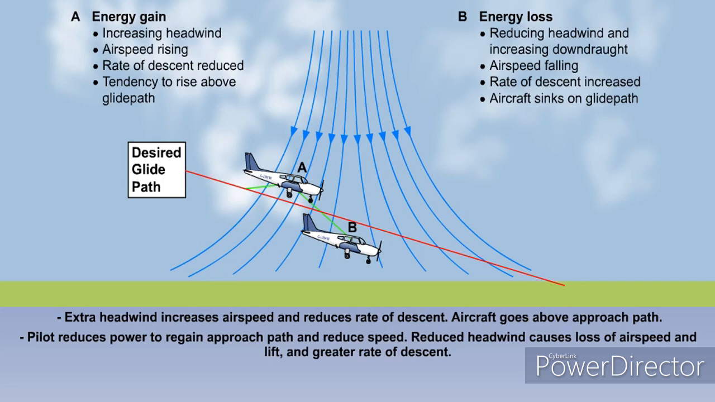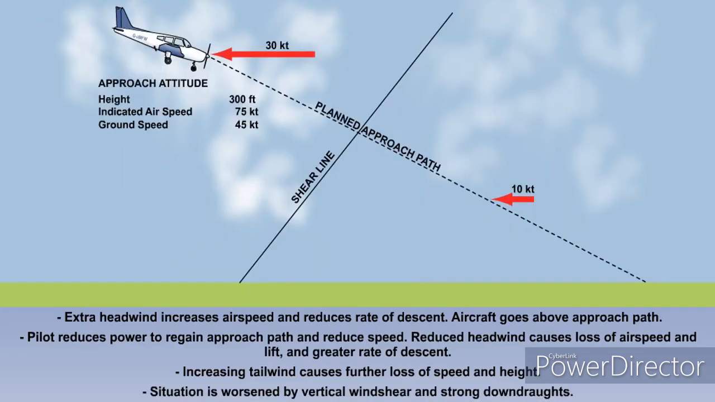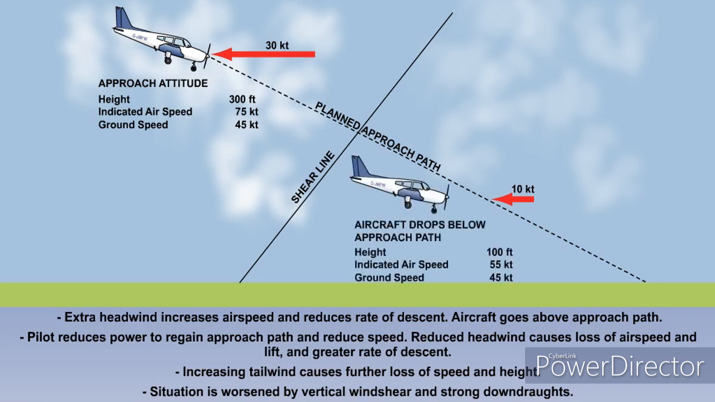The rate of descent increases, and at the same time the aircraft enters a reducing headwind and increasing downdraft, a loss of energy which leads to reduced airspeed, less lift and an even greater rate of descent. As the aircraft continues, the outflow from the microburst is now coming from behind, and the increasing tailwind reduces the airspeed even more, accompanied by an increase in the descent rate. The pilot's problems are added to by the effect of vertical wind shear and the strong downdrafts, which can cause further variations in speed and rate of descent.